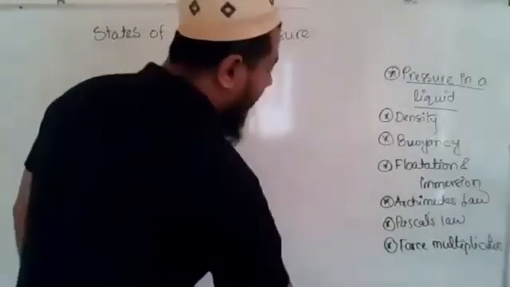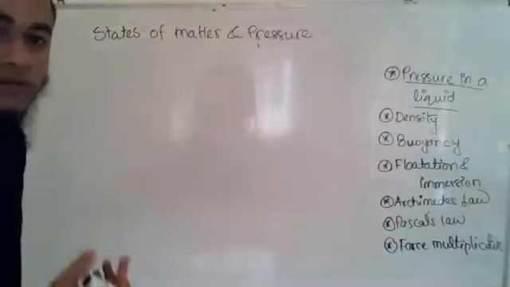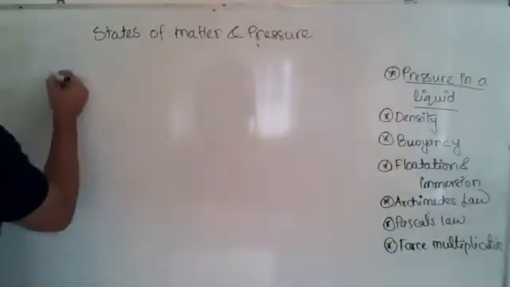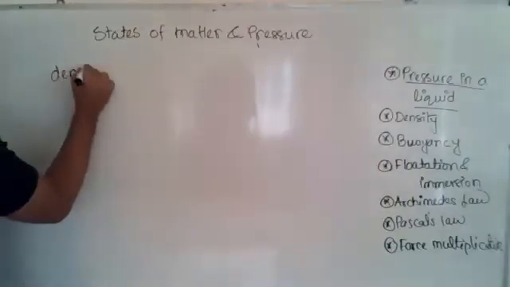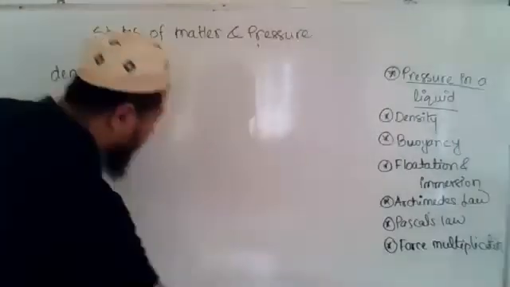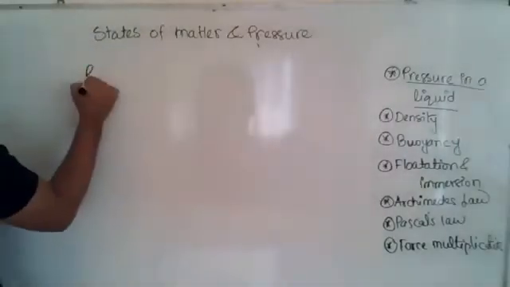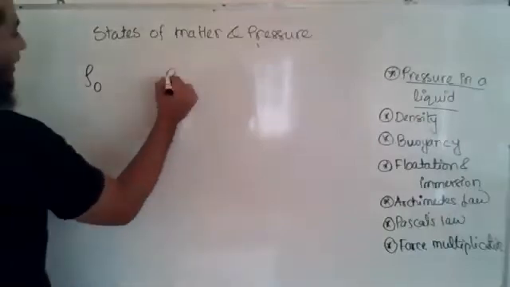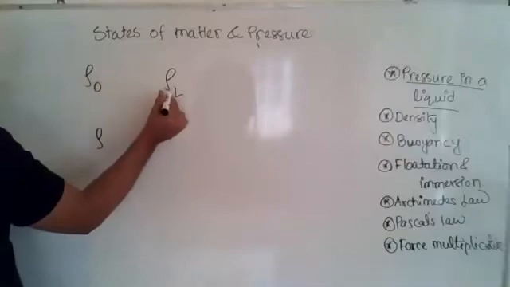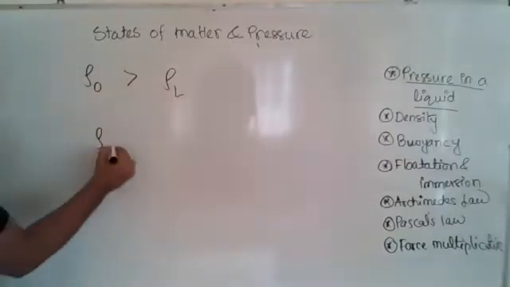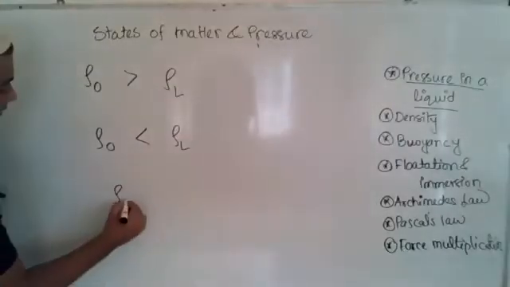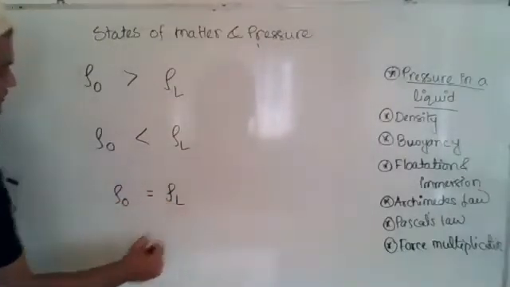Okay. Then we have flotation and immersion: when a body will float and when a body will immerse. There are actually three cases. Let me mention it with symbols: the density of the object and the density of the liquid. There might be three cases: when the density of the object is greater than the density of the liquid, when the density of the object is less than the density of the liquid, and when the density of the object is equal to the density of the liquid.